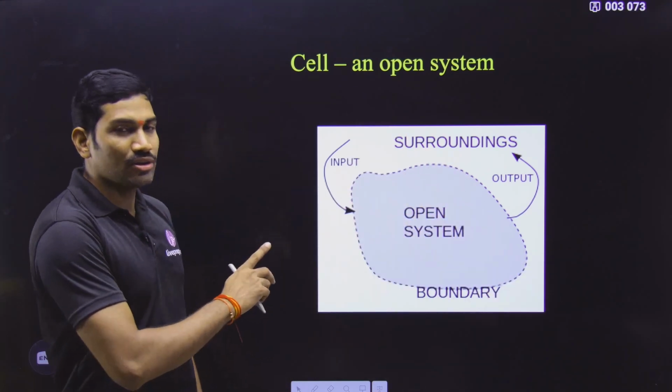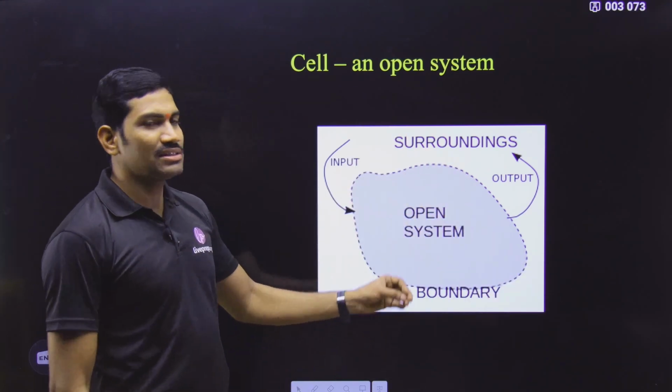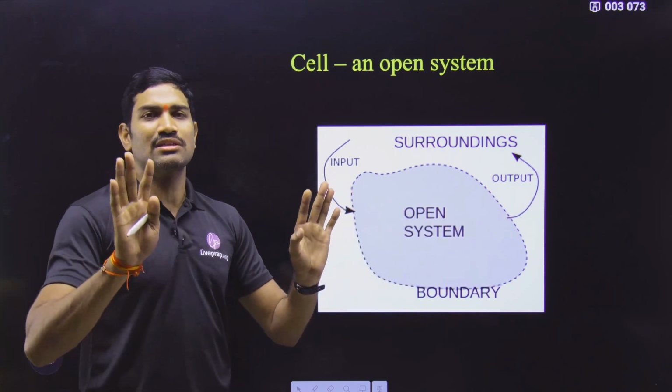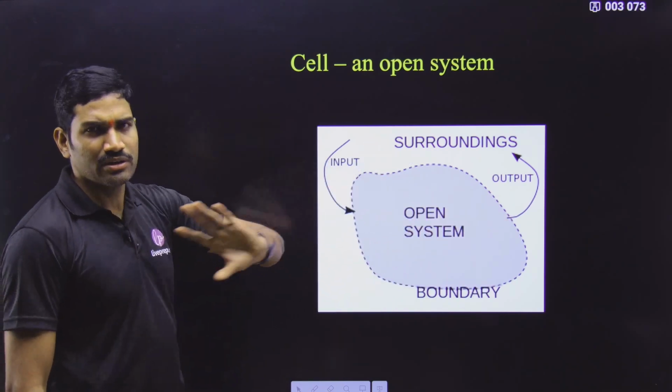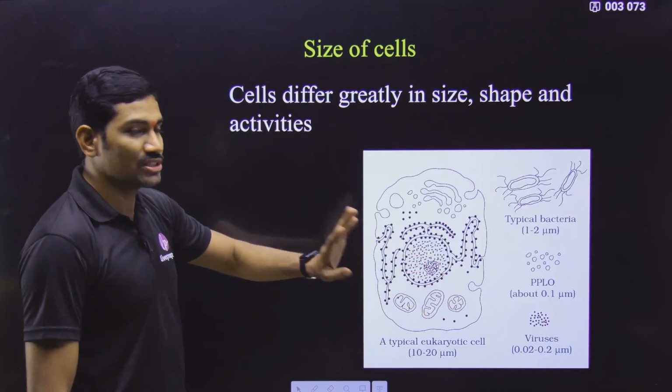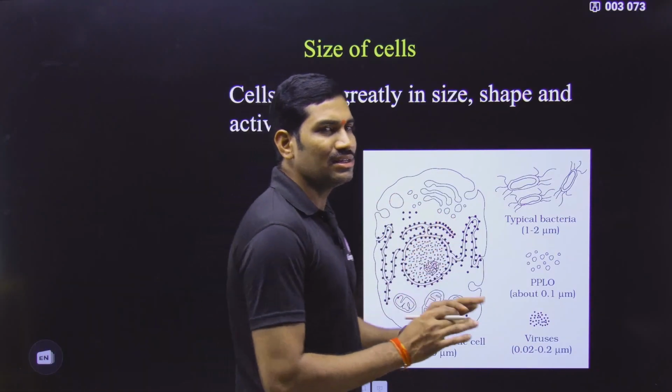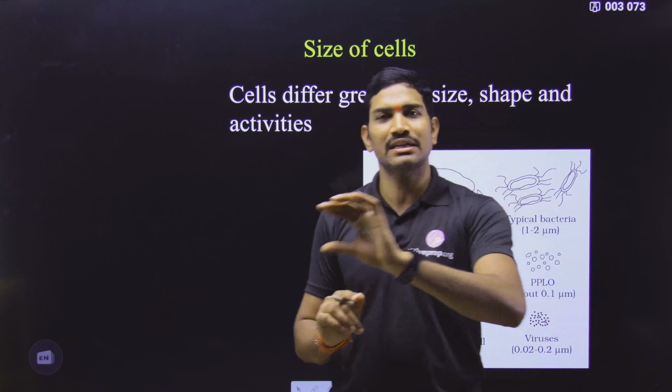Very important, because that day when we are studying, I will simply say that since it is interacting, it is an open system. That's it, because that day I will not give this much information. Okay, so this is the point. Very simple point, but very important for examination. Please remember this. So with that, cell as an open system, that content is completed.